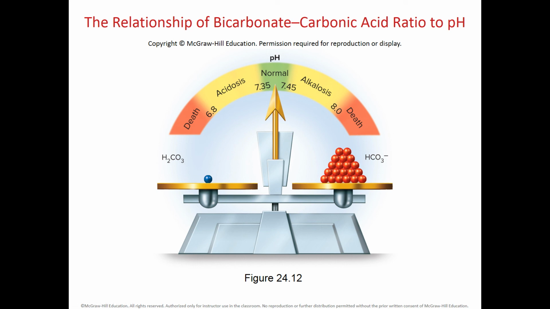So the purpose of all these systems is basically to maintain our pH between 7.35 and 7.45, because in either extreme of pH, either acidosis or alkalosis, you can have death.